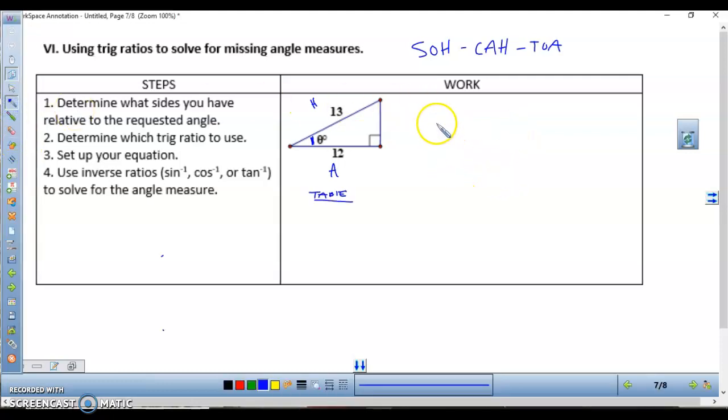All right, guys, sorry, I kind of glitched out there. Anyway, where were we? We were at cosine of theta is equal to 12/13.